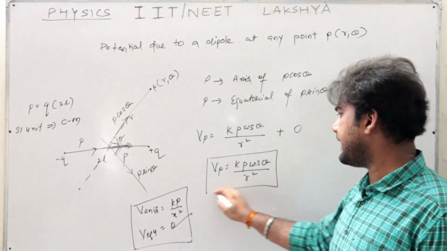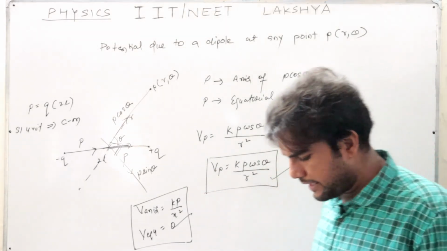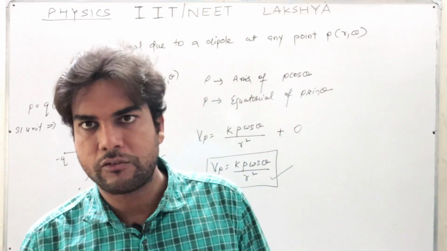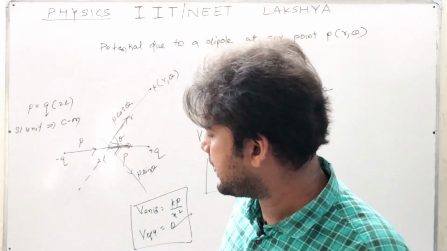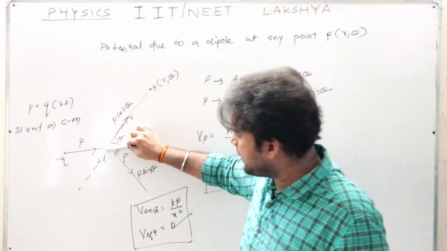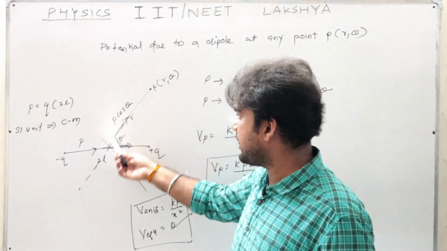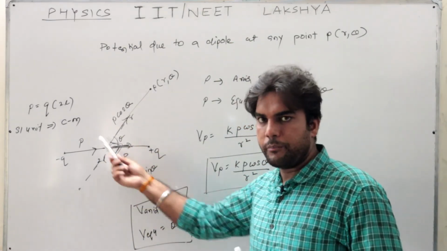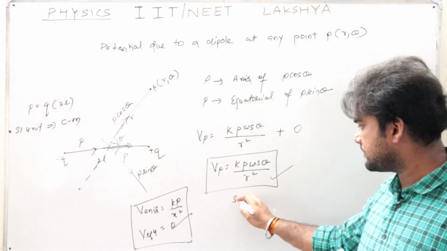So that is at any general point P: Kp cos theta by R square. Due to axial position it is Kp by x square or R square, due to equatorial it is 0, and at any point you can say Kp cos theta by R square. Obviously, because this point is behaving as an axial point for the P cos theta component and as an equatorial point for the P sin theta component.